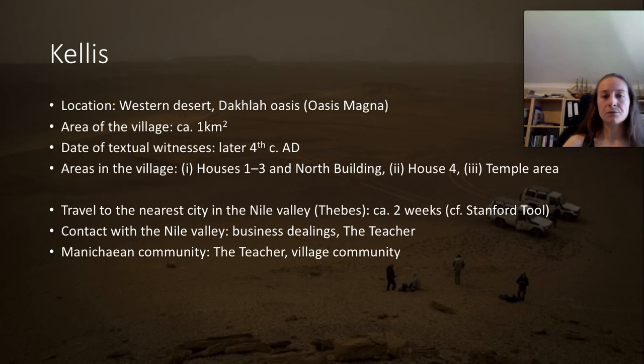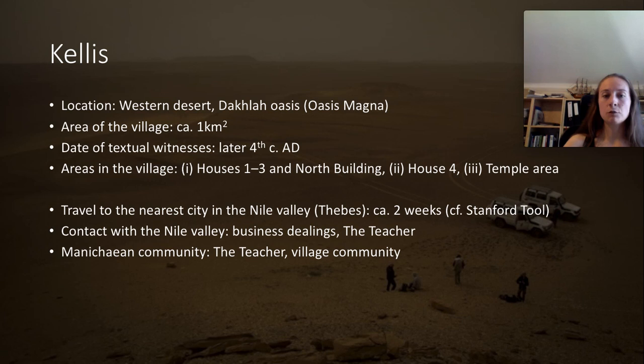We have evidence for that, for example, in our written witnesses, that people speak about traveling to the Nile Valley or having business relationships with people there. So despite this rather arduous journey, there were contacts. The other thing that is important in terms of contact with the Nile Valley is the community based around this figure of the teacher, who seems to be a high-ranking member of a religious community. And he occasionally takes villagers with him, either to study in the Nile Valley or to just accompany him.